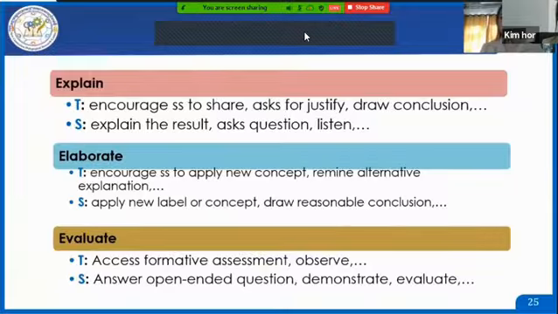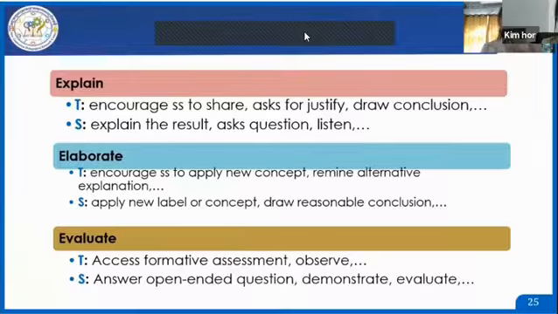It means the teacher is not the one sharing, presenting, or explaining the concept. The student is the one responsible for explaining the concept by themselves. And in the elaborate phase, teachers encourage students to apply the new concept. I mean, teachers give a new concept to the students, deeper or familiar to the previous concept, and the students apply those concepts, then start to investigate and do the explanations again.